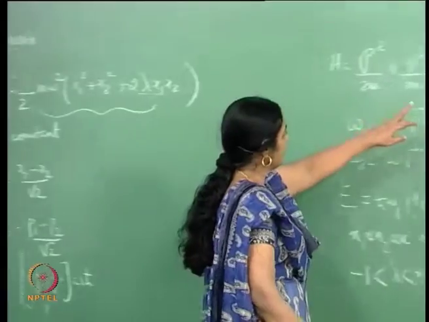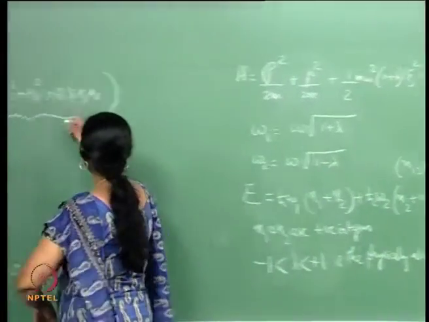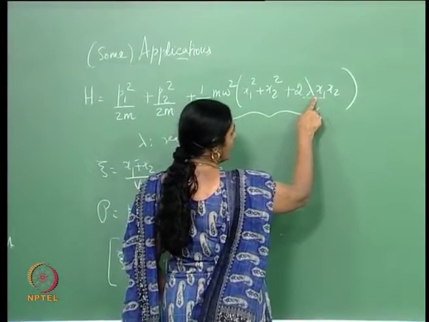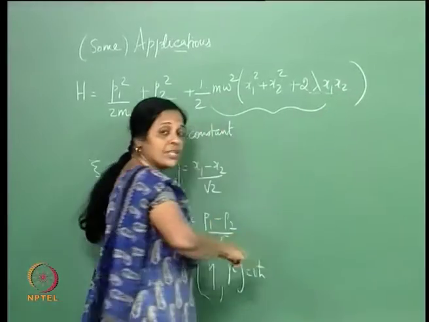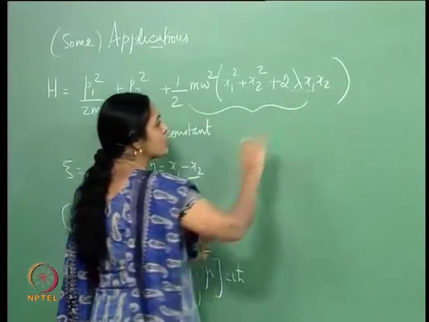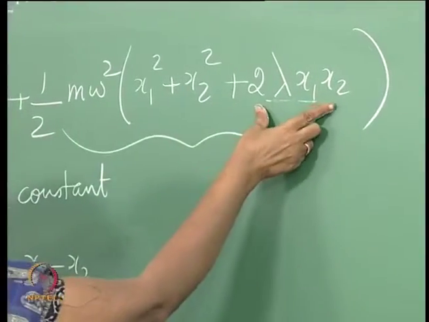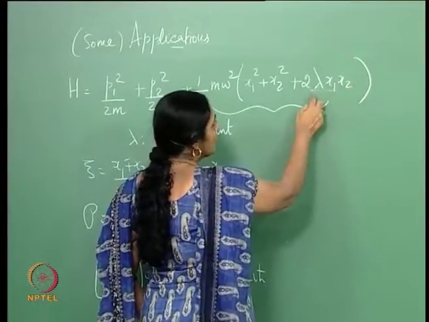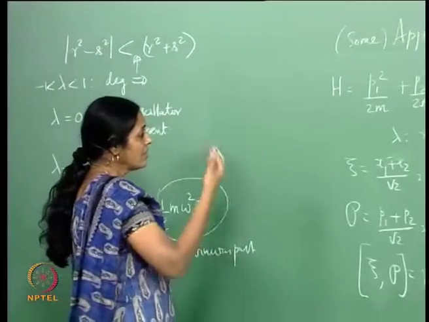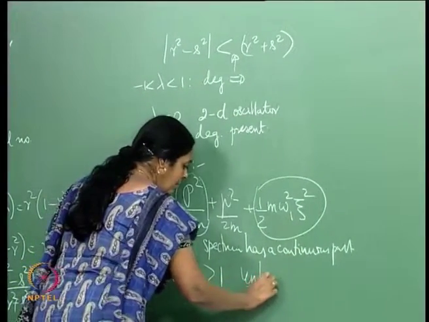Now, if lambda is greater than 1, let us look at this. Or better still here. Suppose lambda is greater than 1 and x1 and x2 take large values, with x1 and x2 being of opposite signs. Then surely this potential term, this whole thing becomes negative and the potential gets unbounded. So, it is an unbounded spectrum in general, unbounded potential.